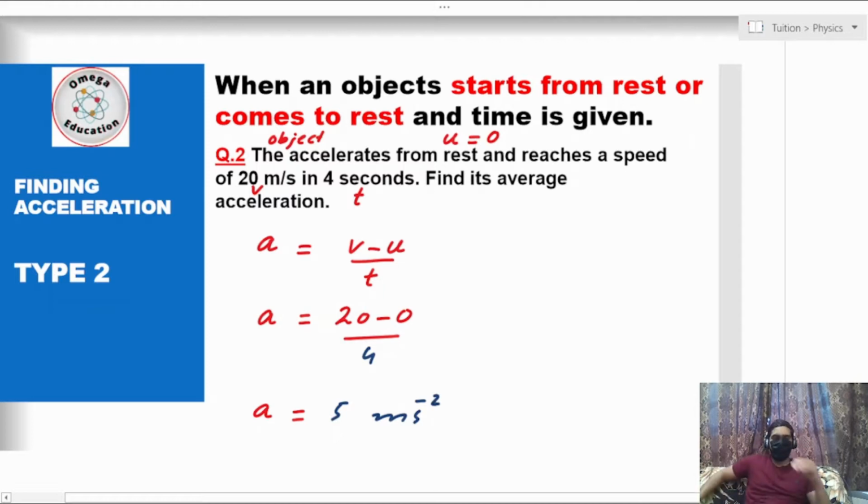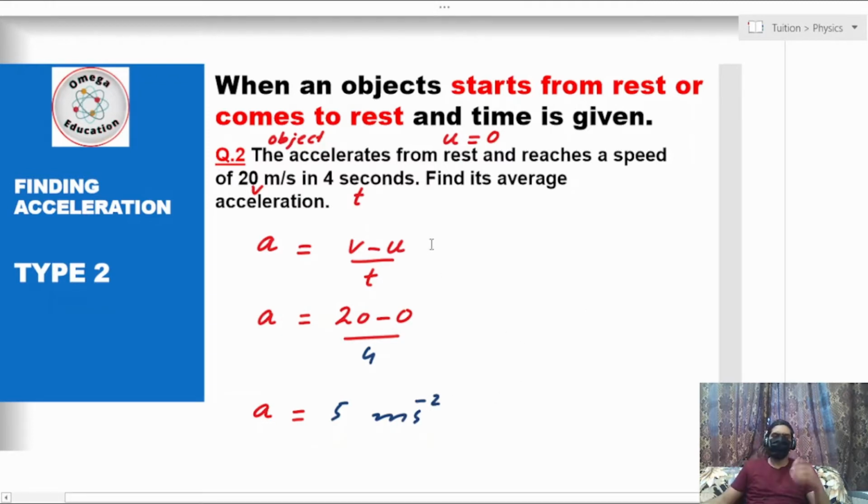How do they differ from the first type? In the first type, initial velocity and final velocity are given in numbers, but in this one, one of the two, initial velocity or final velocity, is given descriptively.